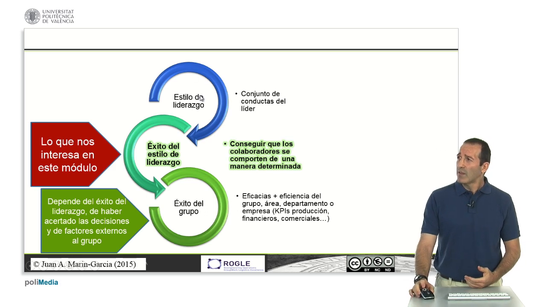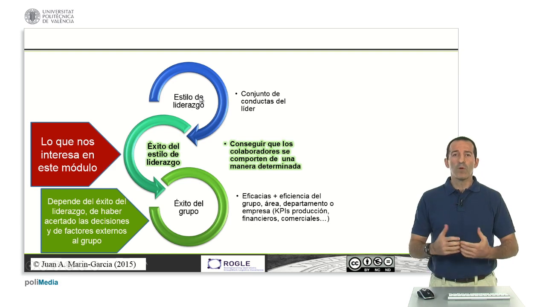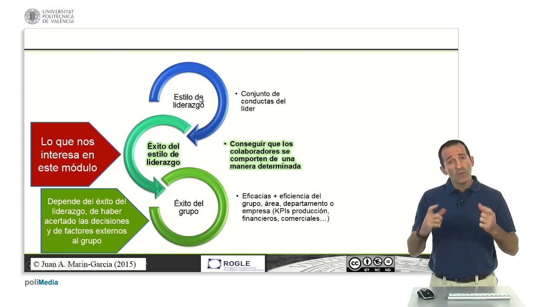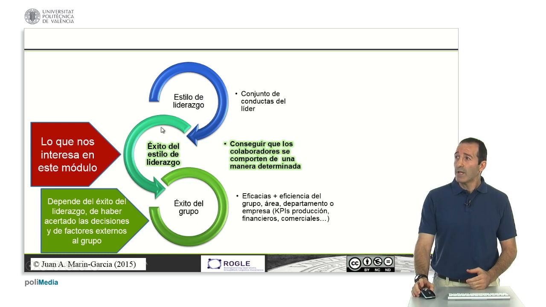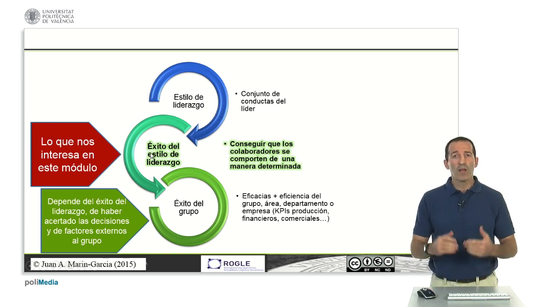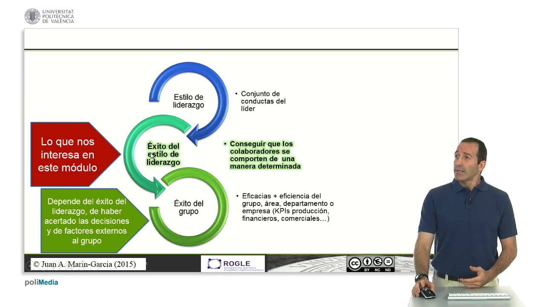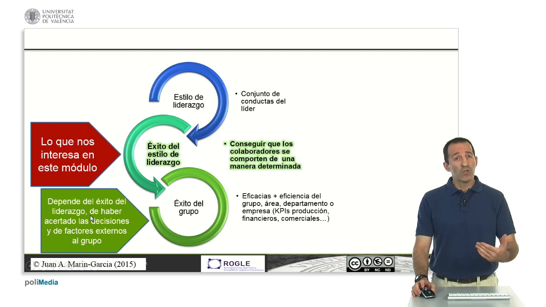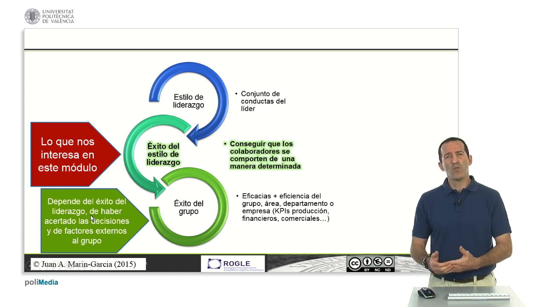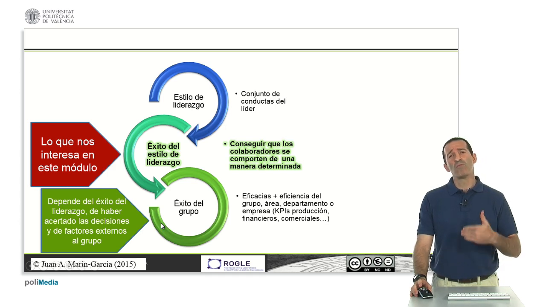First, let me briefly explain the sequence. We have leadership styles, which are a set of behaviors displayed by the leader. These behaviors may or may not be successful, and the success of the leadership style is determined by whether you can modify people's behavior in the direction you intended. If you achieve success in leadership style, you can also achieve success in the group. In fact, group success is sometimes achieved even when the leader does not succeed in their behaviors.